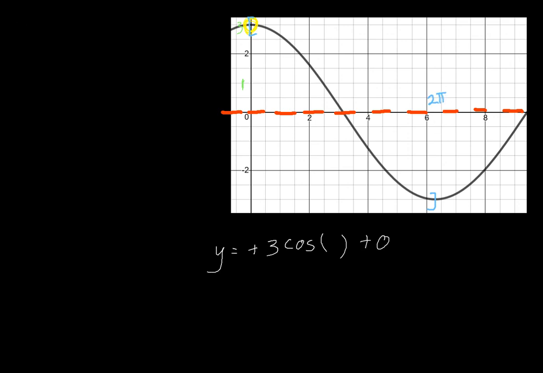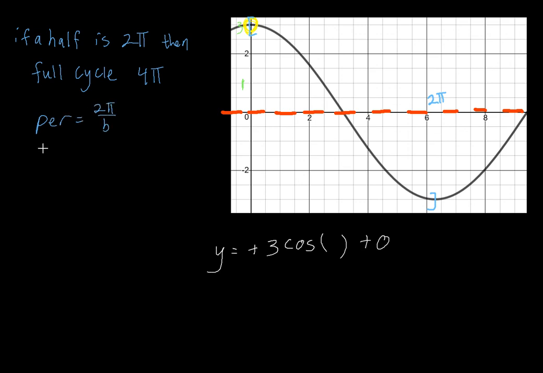So I'm going to think to myself here, if a half cycle is 2 pi, then a full cycle has to be 4 pi. Because logically, if this is half of it, then the other half is going to also take another 2 pi. So by doing a little bit of thinking, I'm going to go ahead and say that 1 period, again, still equals 2 pi over b, but I'm going to say our period is 4 pi.